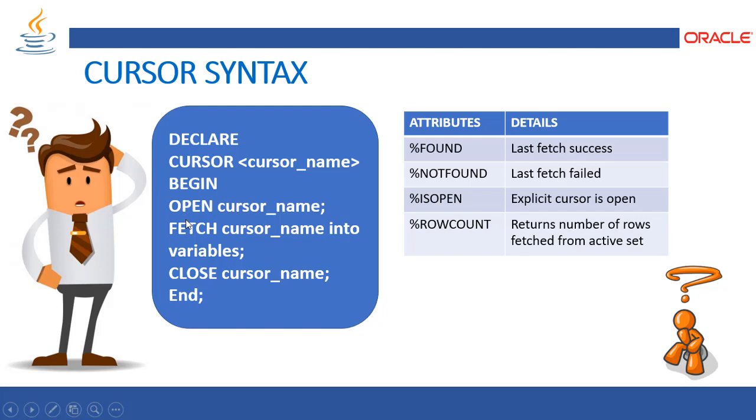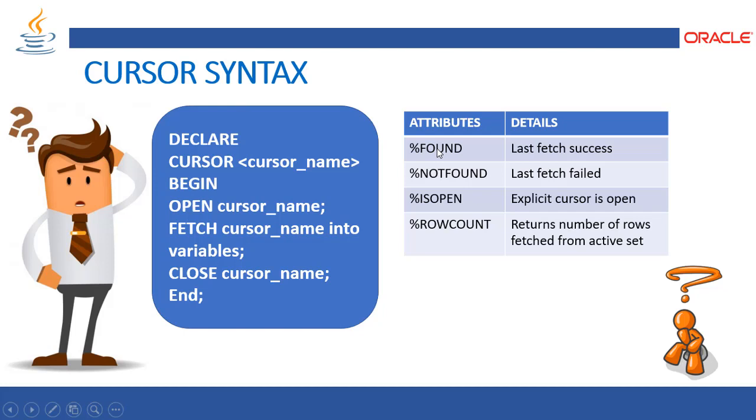Next, we have fetching the cursor for retrieving the data. So fetch cursor name into variables. Here you have to make sure you have the fetch into instruction within the loop. So after opening the cursor, you have to start a loop, and after performing the operation on the data, you have to end the loop. Then close the cursor name and end the block of code.